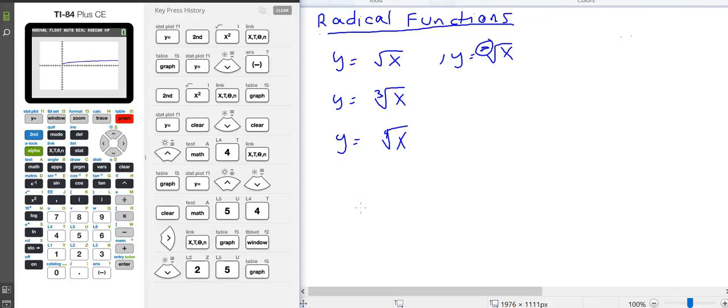It looks pretty much like a square root of x, but it's going to be a little bit different. Let's discuss some questions you might have on the Regents regarding radical functions. You might be asked to evaluate a radical function at a point.